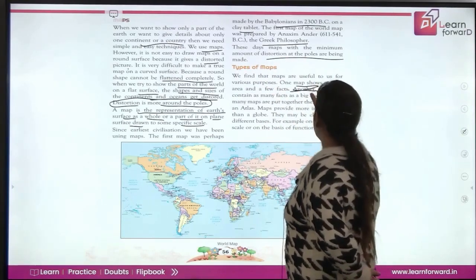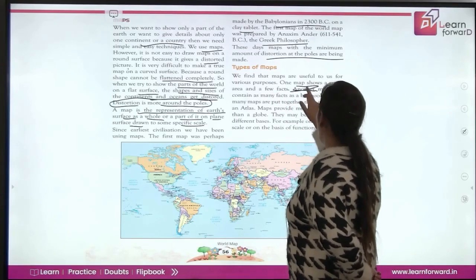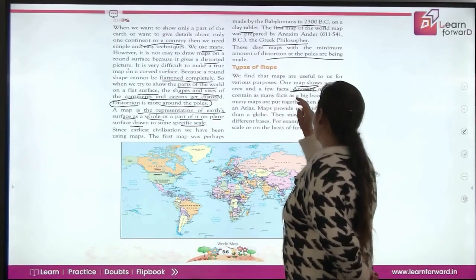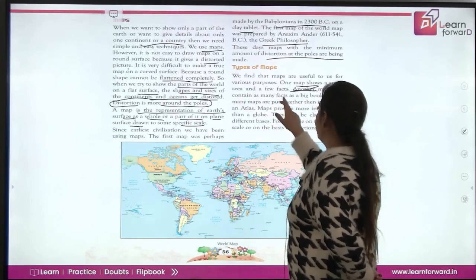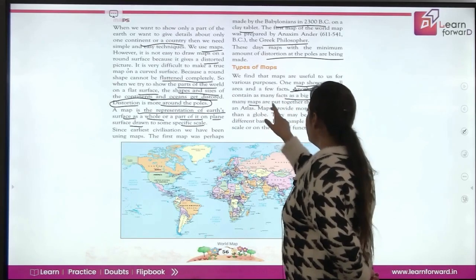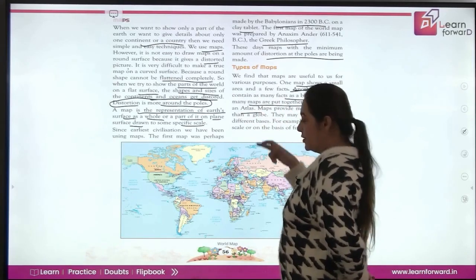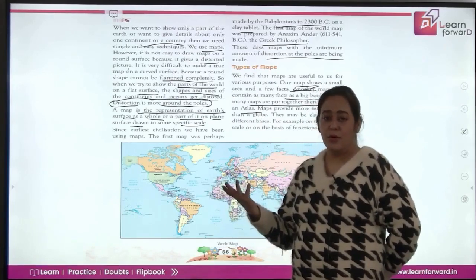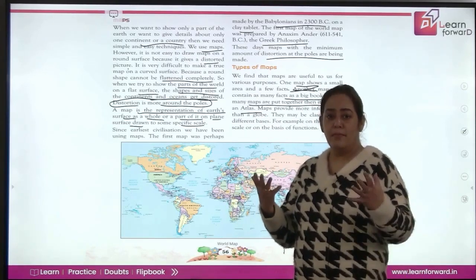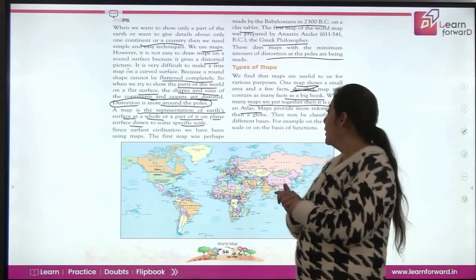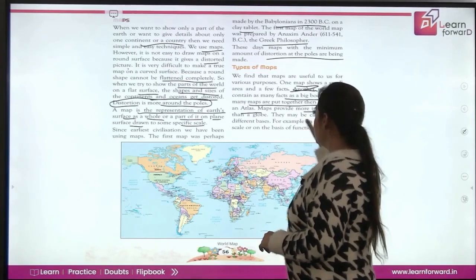Then, we find that maps are useful to us for various purposes. One map shows a small area and few facts. Another map may contain as many facts as a big book. When many maps are put together, it is an atlas. You must be carrying an atlas in your bag. What is an atlas? It's a collection of maps, right? So, maps provide us more information than a globe.